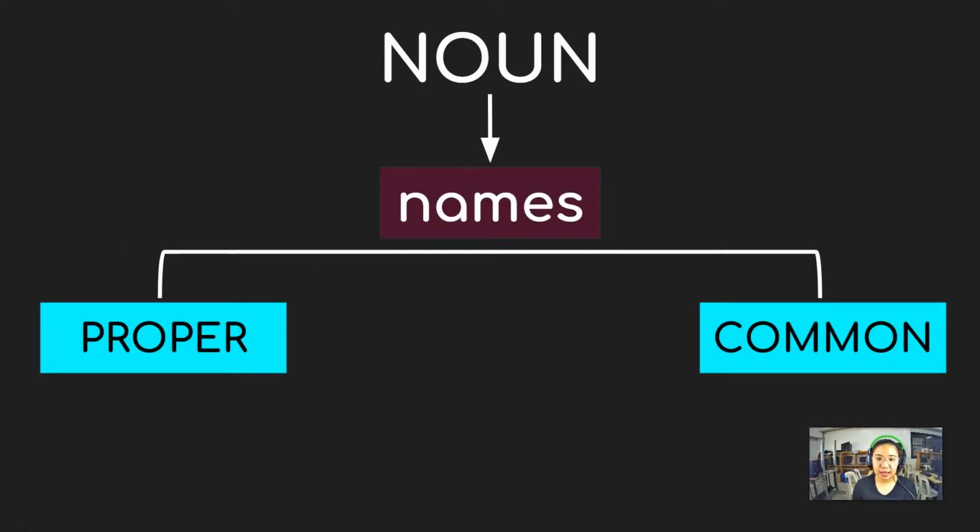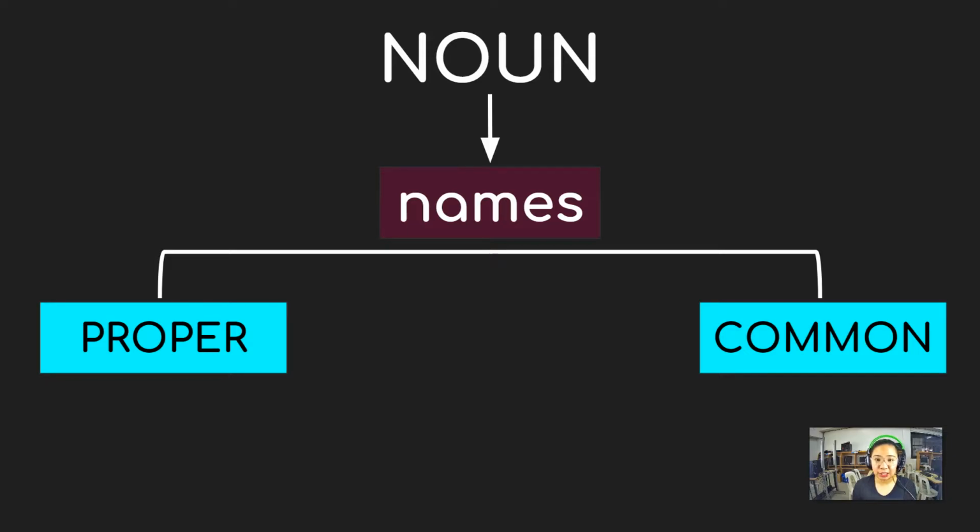Again, before I start, let us have a recall first. So yesterday we talked about nouns, and nouns means names. Again, yesterday we talked about two types of nouns, and those two are proper and common. When we say proper noun, these are specific names, and for common noun, these are general names.